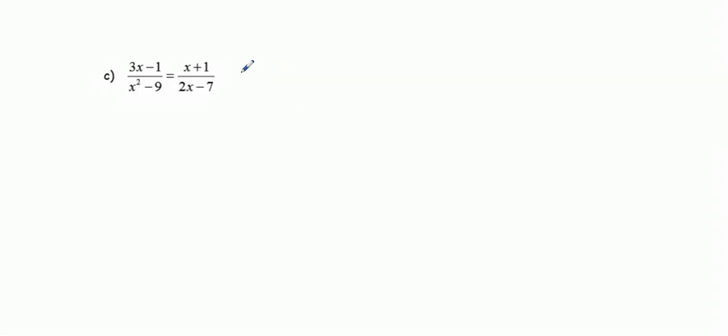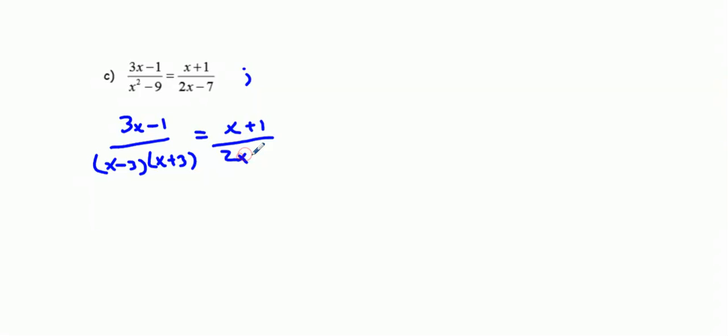So if I state restrictions, which I'm going to restate at the end, but I'm going to put them in at the beginning. Wait, I can't do that yet. I have to factor everything first. So (3x - 1)/(x - 3), difference of squares here, times (x + 3) is equal to (x + 1)/(2x - 7). Okay.